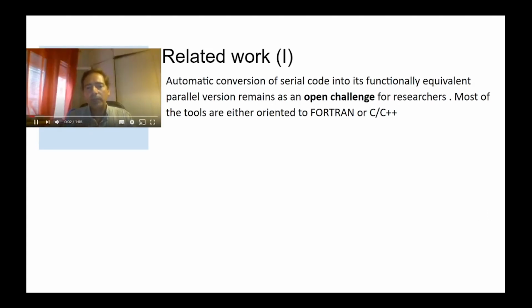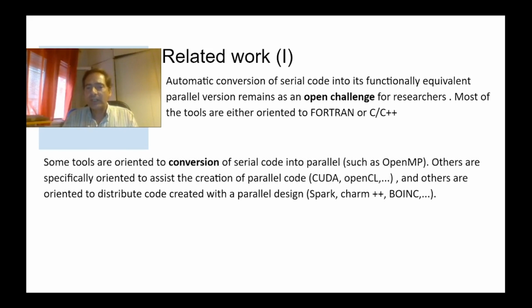Automatic conversion of serial code into its functionally equivalent parallel version remains an open challenge for researchers. Most of the tools are oriented to either Fortran, C, or C++. Some tools are oriented to conversion of serial code into parallel code, such as OpenMP or others. Others are specifically oriented to assist the creation of parallel code, such as CUDA and OpenCL, and others are oriented to distribute code created with a parallel design, such as Spark, Charm++, Boeing, etc.